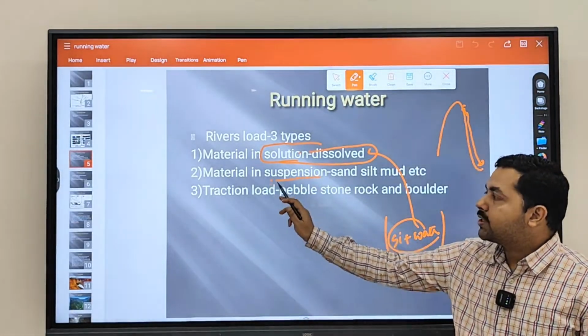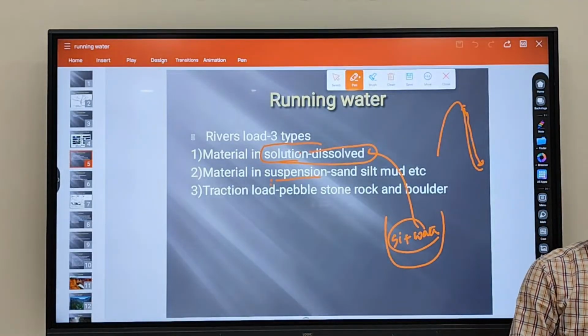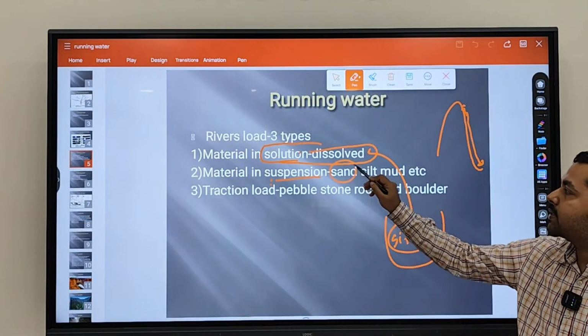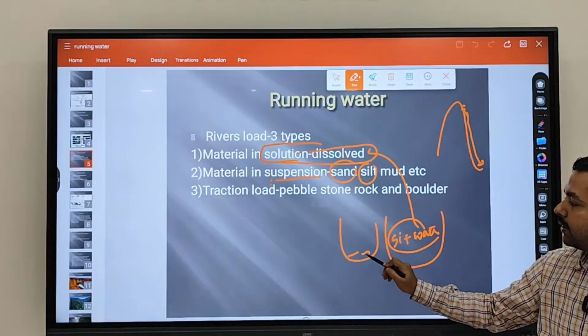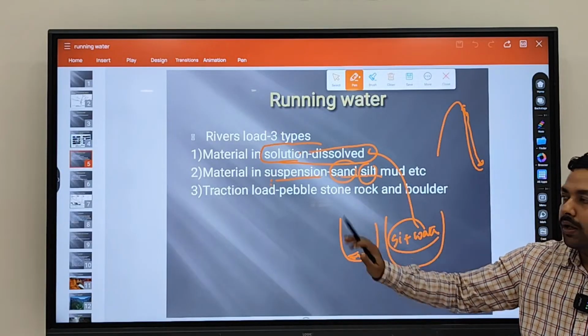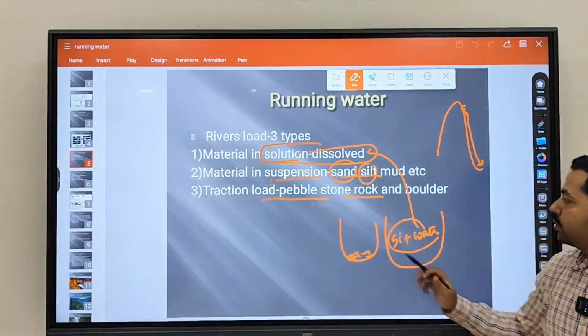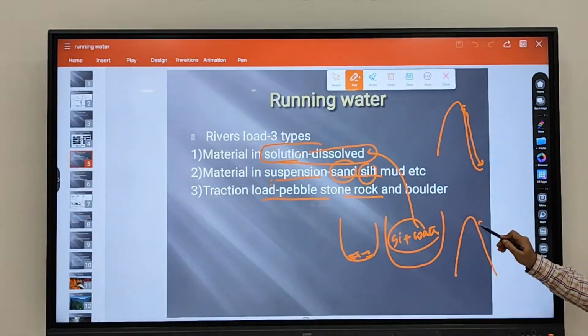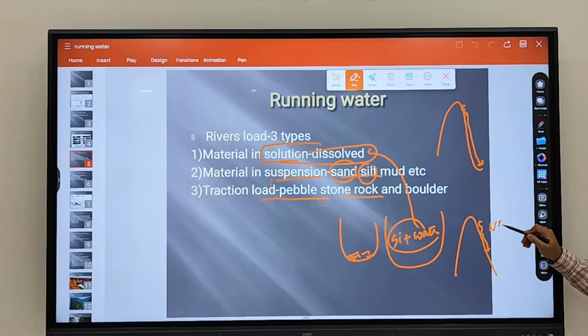Material in suspension means material is not fully dissolved, like sand and silt. We discussed sand and silt are depositing where? At the bottom of the water, so they are not fully dissolved. Or pebbles or stones. So when rivers are moving from the mountain, as we discussed, they have very high velocity. Why do they have very high velocity? Gravity.